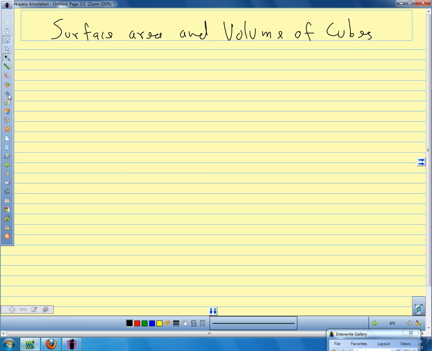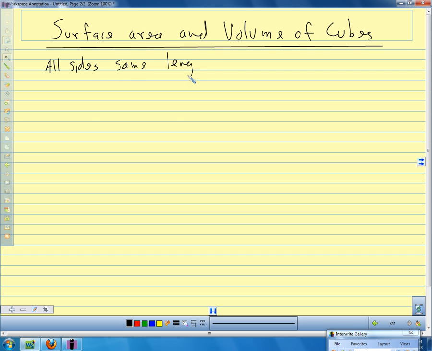So what is special about a cube? All the sides are the same. Because all the sides are the same length, that makes our formulas a little easier.